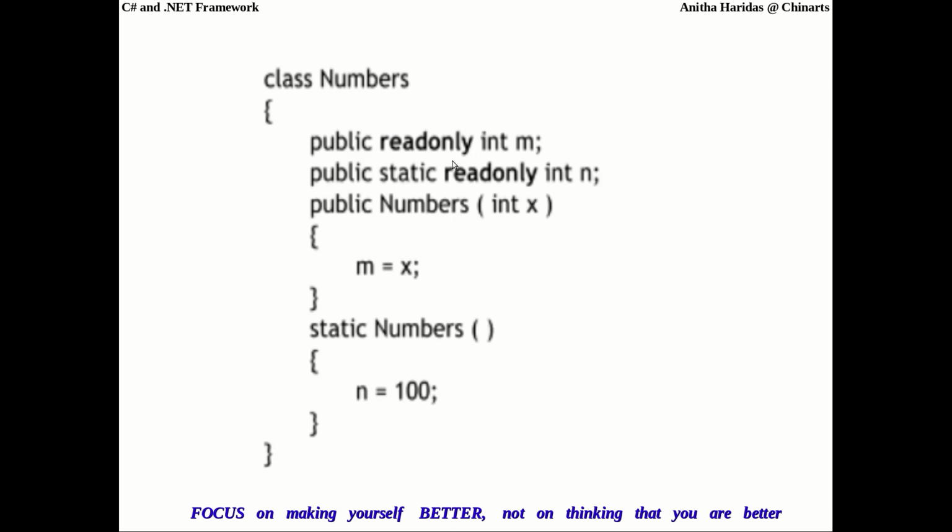Suppose you imagine this read-only member, and you declare it using the const keyword. Then what happens? For all the objects of Numbers, m is going to be common. There is going to be only one value. Since I am declaring it as read-only, m will be different for each and every object. That is the purpose of having read-only and constant members in your class declaration.